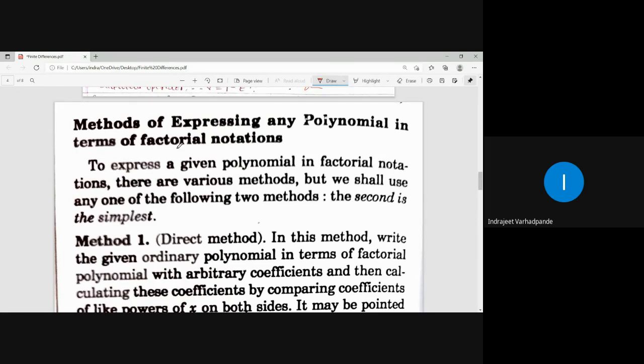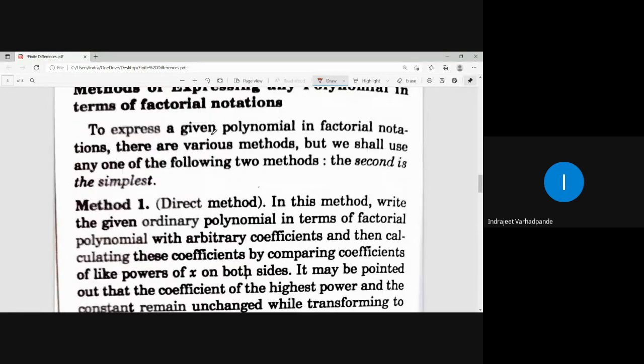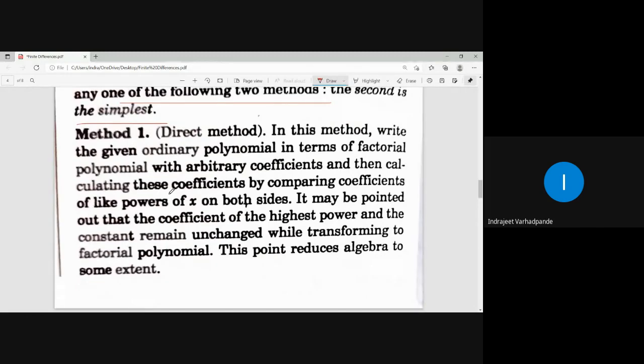Method 1 is called the direct method and method 2 is called the synthetic division method. In usual practice, we always try to follow method number 2, the synthetic division method. To express a given polynomial in factorial notation, there are various methods, but we shall use any one of the following two methods. The second one is the simplest one. What does method 1 say? Method 1 is the direct method.